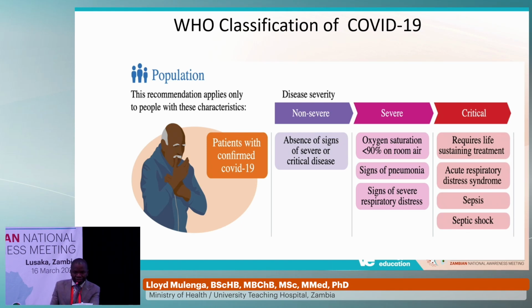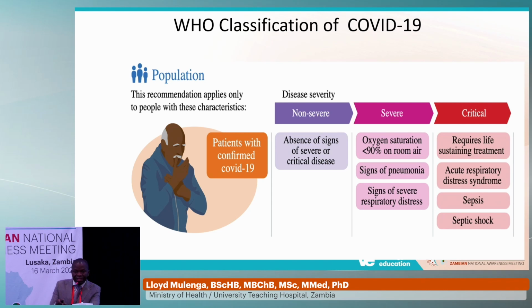The revised WHO classification is based on whether someone has non-severe disease, severe disease, or critical disease. Non-severe is where you have absence of signs of severe or critical disease. Severe disease is where oxygen levels are below 90%, and you have signs of pneumonia and respiratory distress. Critical are those that may need life-saving treatment: people on ventilation, people who have ARDS, and also those with sepsis and septic shock.